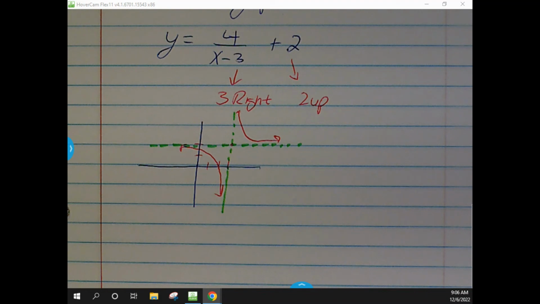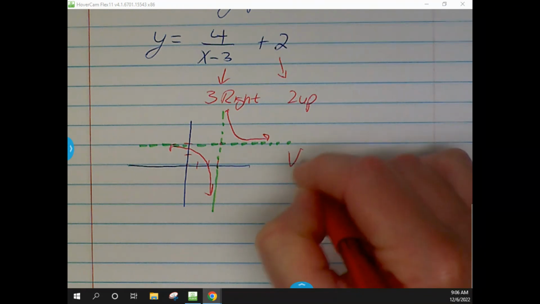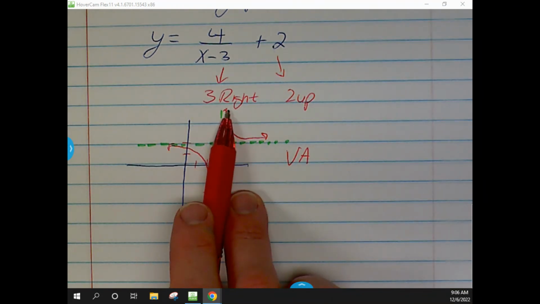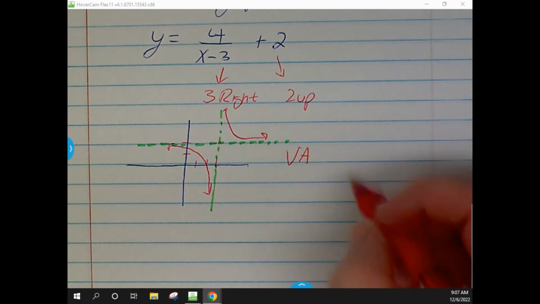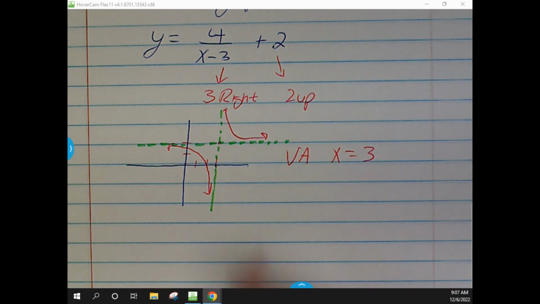Okay, and as far as graph-wise goes, that's how easy the graph should be. Now we got to do the other couple of things. All right, so vertical asymptote is always really easy. It's whatever's with the x that's in your denominator. So whatever this number is, it's there. We move 3 spaces to the right. Now you're hitting the x-axis here at 3. So your vertical asymptote is x equals 3.